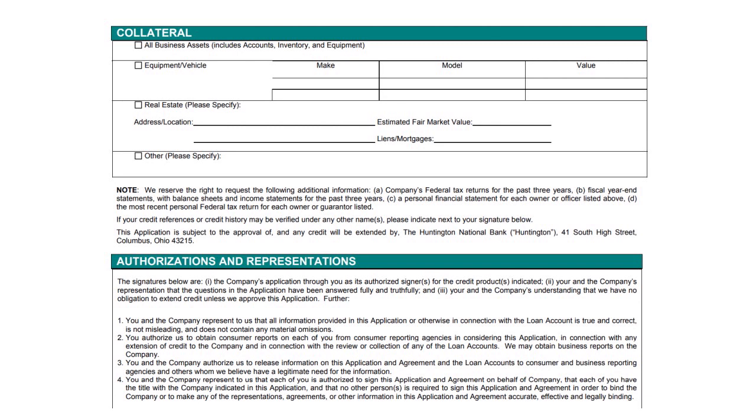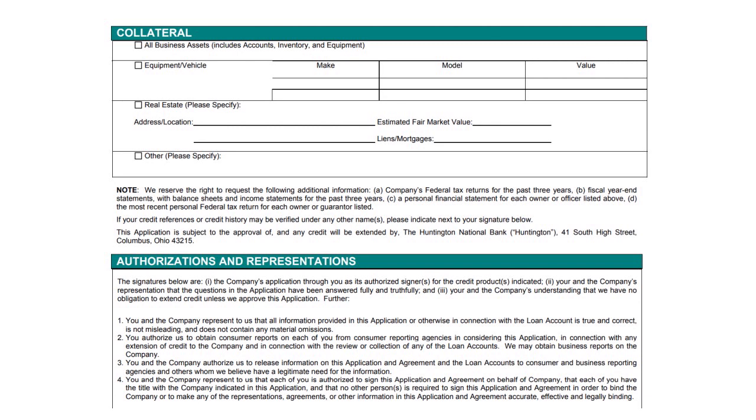And you can also specify equipment, vehicle. So if you're pledging a vehicle as collateral, you want to put the make, the model, and the value. Very important. The value is important because you do have some kind of loan to value implications here. If you are pledging real estate, you need to specify what kind of real estate you are pledging. You need to put the address, location, the estimated FMV, the fair market value.